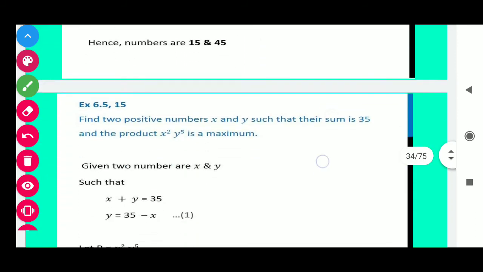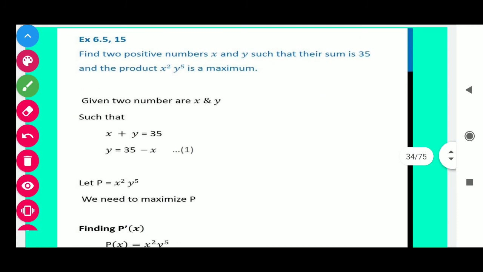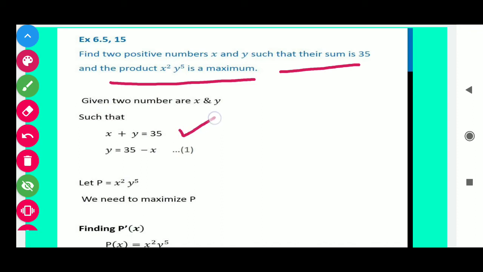Now students, here is a similar question, question number 15. Find two positive numbers x and y such that their sum is 35 and the product x squared y to the power 5 is a maximum. Students, this is a similar question. The sum of two numbers, x plus y, is equal to 35, and we need to prove that x squared y raised to the 5 is maximum.